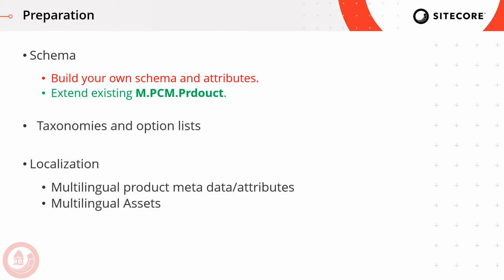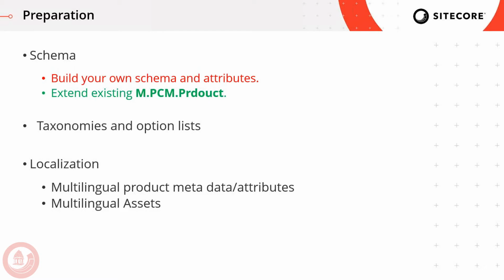Also, the localization. The localization is something important. In Content Hub PCM, if you're working for a multilingual company and you're doing a multilingual implementation, you need to make sure that the schema you're extending and the fields you're using support multilingual, so they are not shared. I can show you how.